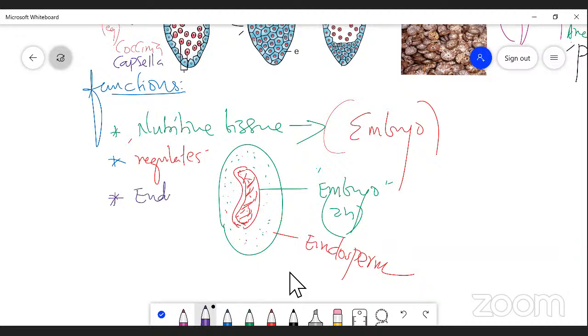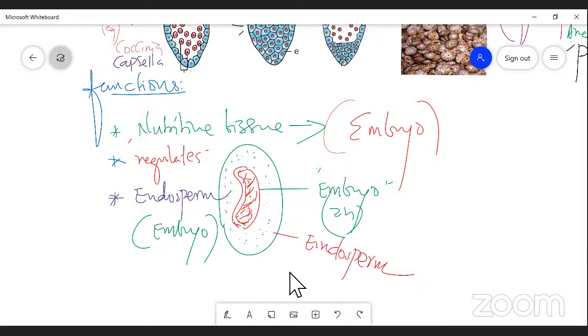endosperm divides first. Endosperm undergoes cell division, and later on the embryo develops. So simply, the embryo starts its division later, and the endosperm develops first. It undergoes mitotic division to form a number of cells in order to grow and develop this embryo, which is found at the center of the cell. So these are the functions of endosperm. So next we pass on to the embryo.